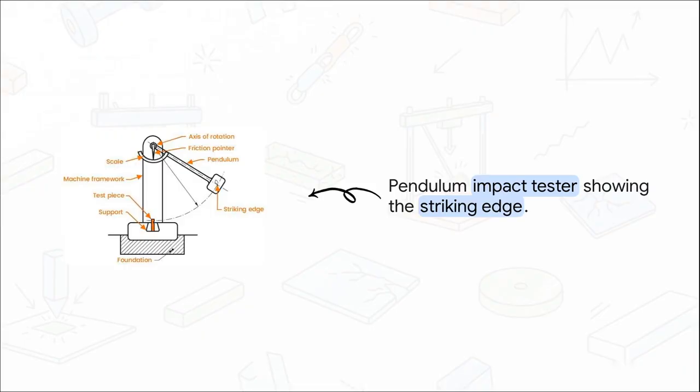When released, the pendulum swings down, breaks the specimen, and swings through to the other side. As it does, a friction pointer on a dial mechanism gets pushed along, and this indicates the excess kinetic energy remaining in the pendulum after the break. The energy the pendulum lost is exactly the energy it took to break the plastic. It is an incredibly elegant, purely mechanical way to measure a material's impact absorption.